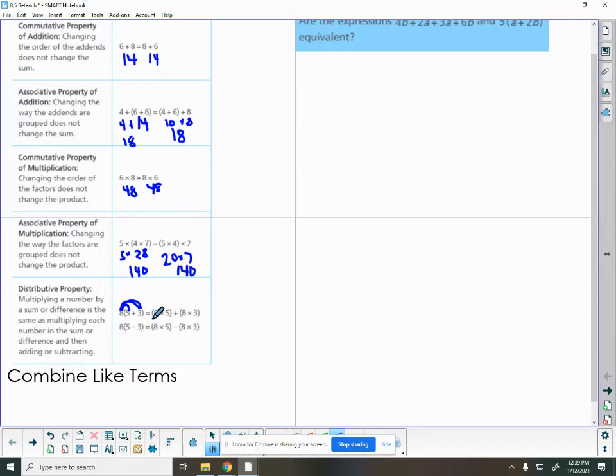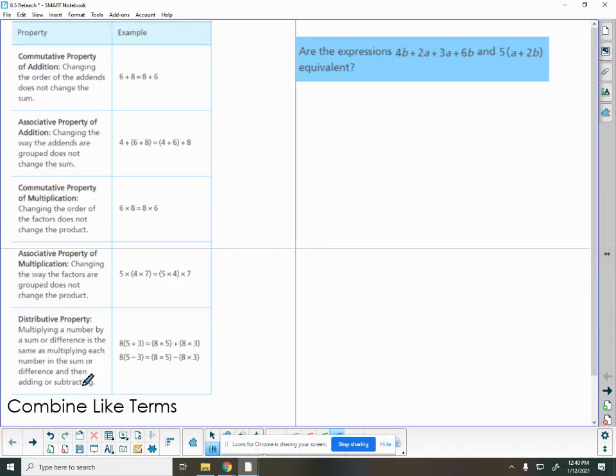And then I can go backwards and say, what do these have in common? Well, they both have an 8. So I can give the 8 to the outside, and I'm left with 5 plus 3. So the distributive property, you're either giving or pulling something out. You're making those parentheses if you need to.